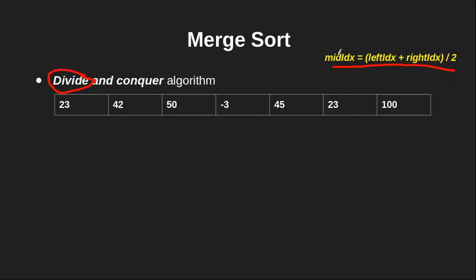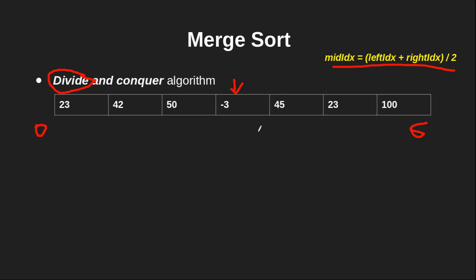So first of all, we will find the middle index. The middle index is the left index plus right index divided by 2, which will be roughly the index of the middle element. For instance, in our case, the left index is 0 and the right index is 6. If you try to find the middle index, it's going to give us 3. So this will be our middle element. Why? Because 0, 1, 2, 3. So this is the middle element.